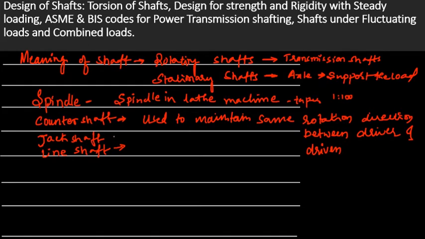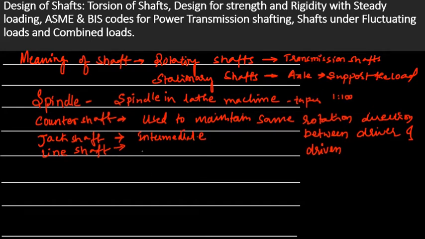Next is the jack shaft. It is almost similar to the counter shaft, but it is placed as an auxiliary or intermediate shaft. A counter shaft may consist of gears, and this jack shaft has the same application.